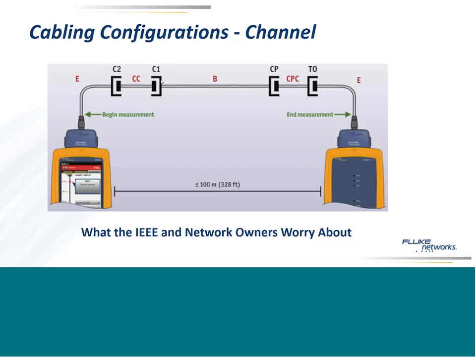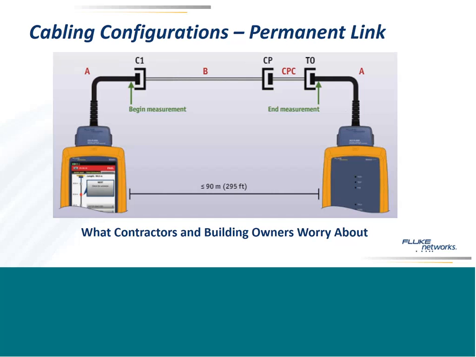So it's basically what the IEEE worries about when they define a network standard. It's what a network owner worries about if I'm troubleshooting a network, everything from end to end, right? I can't just worry about part of it, got to worry about the whole thing. The permanent link, the easiest way to think about that is that's the stuff in the wall. It generally starts at the jack in the wall, goes all the way back to some patch panel where then you would plug into an instrument. And this is what contractors and building owners worry about.